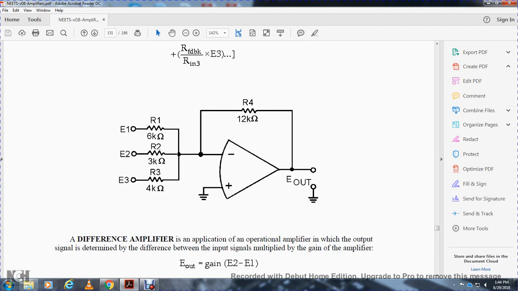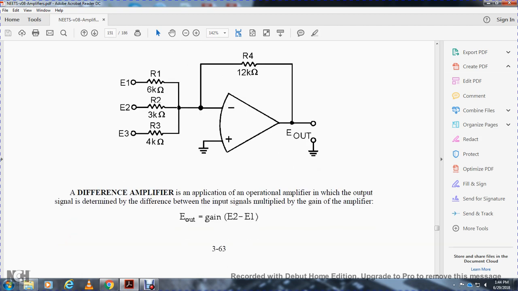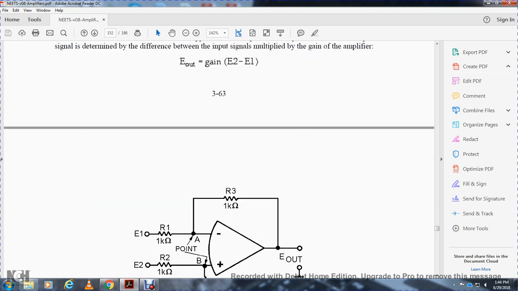The difference amplifier is an application of the operational amplifier in which the output signal is determined by the difference between the input signals multiplied by the gain of the amplifier. Voltage output is equal to gain times voltage 2 minus voltage 1.